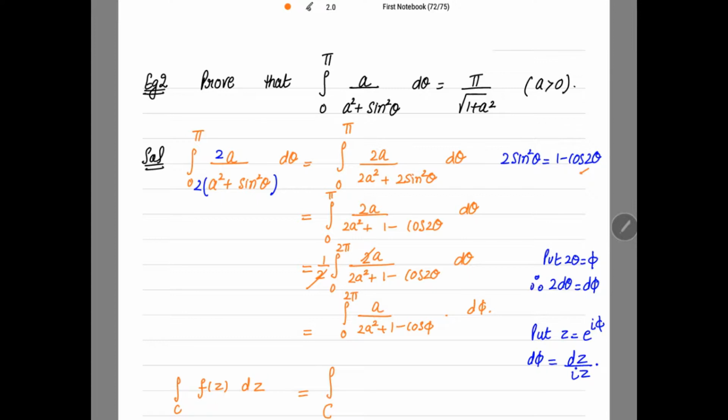So this is equal to a over 2a square plus 1 minus cos phi, which will be changed into 1 over 2 (z + 1/z) into dz over iota z.